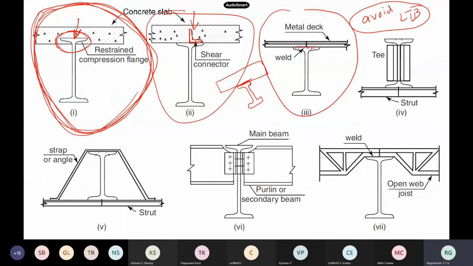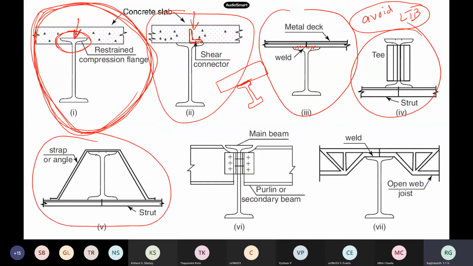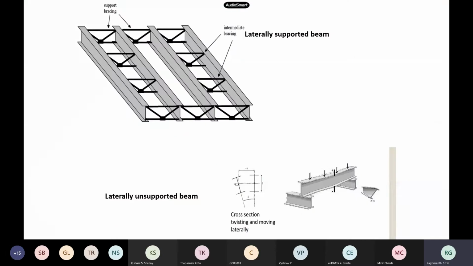Otherwise, you do like this: you weld it here, or they use some struts, or they tie this portion, the compression region, to some other beam such that lateral torsional buckling cannot happen. So they use this type of restraint also. When you have done like this, no need to worry about LTB at all. You can design this as an ordinary beam. This is how people do it in practice to provide the lateral support.